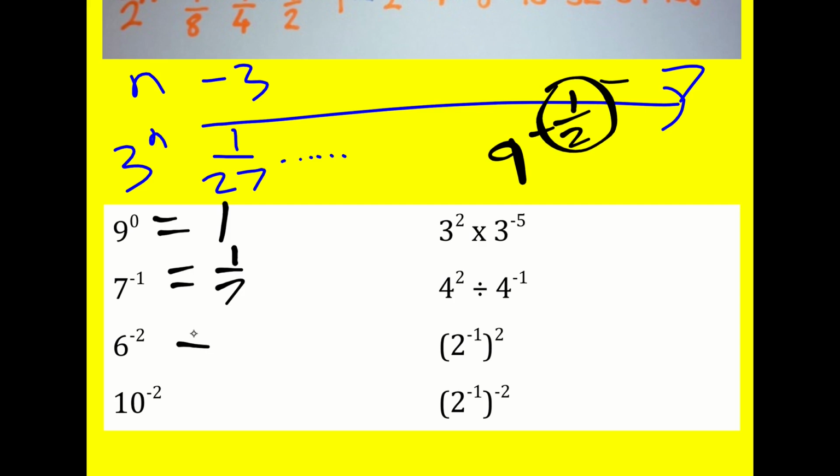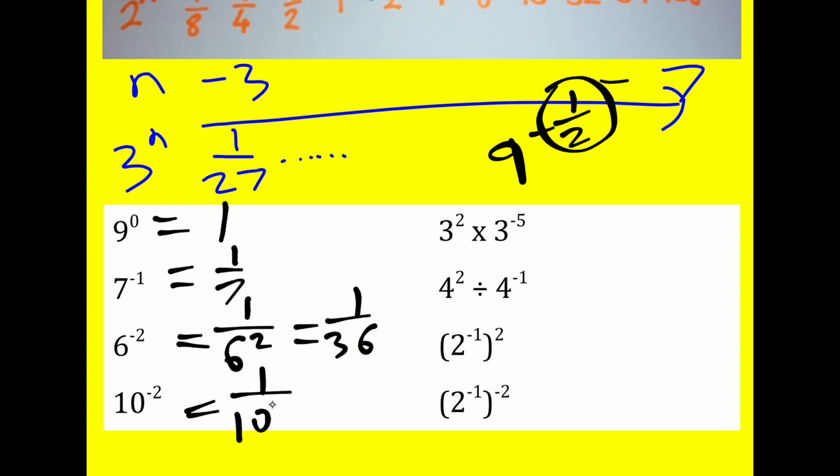Okay, 6 to the power of minus 2. I'm going to take my time. I'm going to write the 1 over, then I'm going to put the 6 squared in. So this is what the negative is doing. And then it becomes 1 over 36. Same with 10 to the minus 2. It's going to be 1 over 10 squared, 1 over 100. Okay, we can check these with the calculator, but I am correct here.